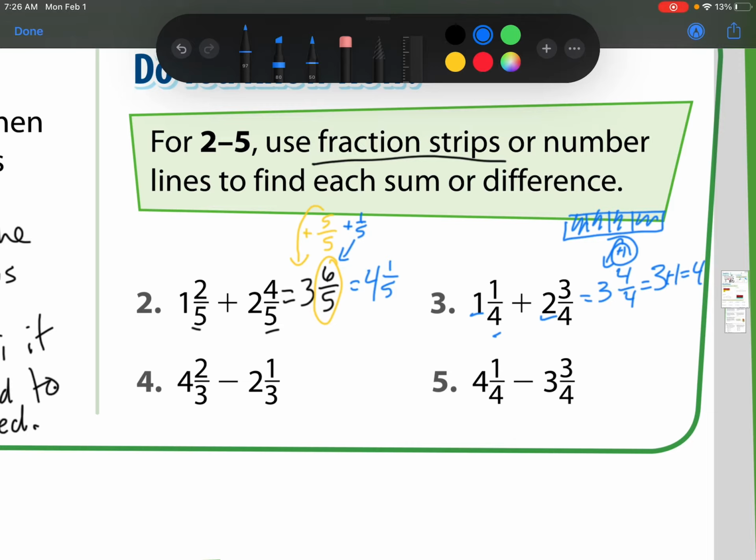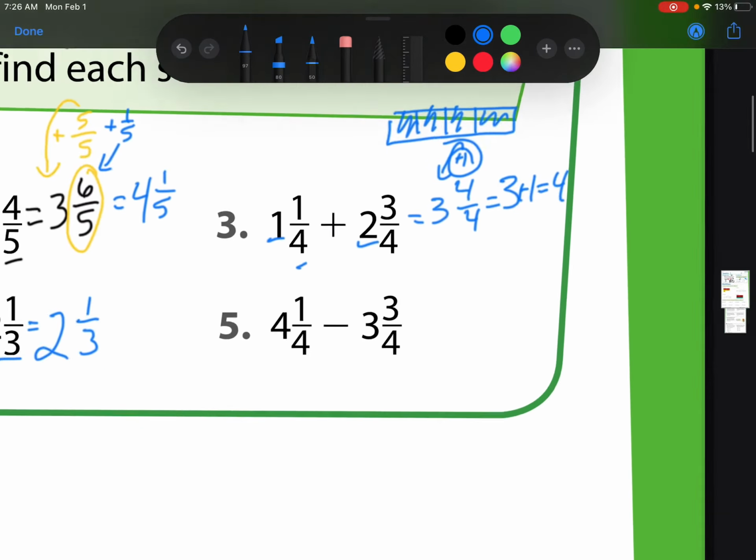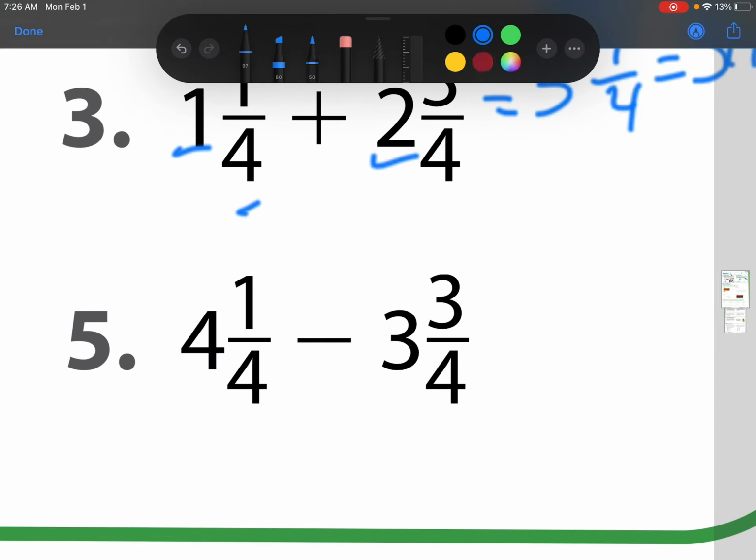All right, over here, what do we have? Well, we start with our fractions. So we have 2/3 minus 1/3 is 1/3. And then we have our wholes. 4 minus 2 is 2. Look, this one we didn't need any renaming for. Now on for number 5.